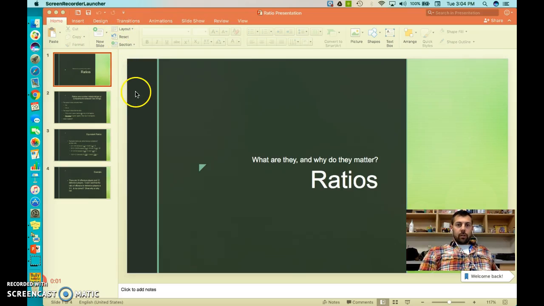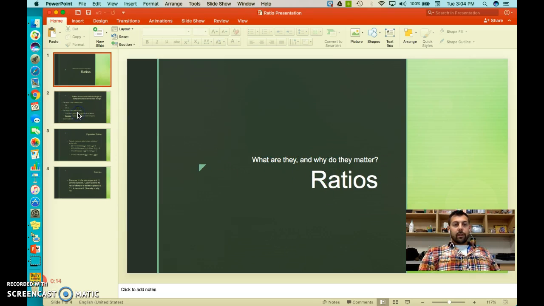Okay, everybody. Today we are going to look at ratios. This is lesson 4, module 1, grade 6 in Eureka Math. So what are ratios and why do they matter?